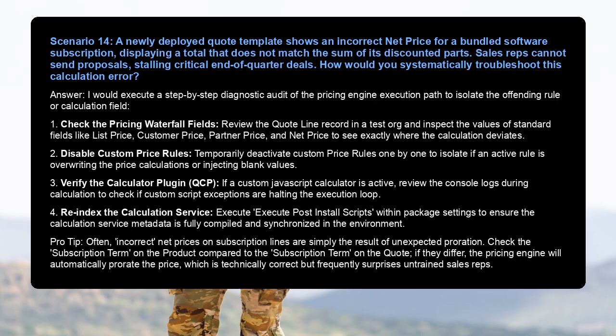Answer: I would execute a step-by-step diagnostic audit of the pricing engine execution path to isolate the offending rule or calculation field. 1. Check the pricing waterfall fields. Review the quote line record in a test org and inspect the values of standard fields like list price, customer price, partner price, and net price to see exactly where the calculation deviates. 2. Disable custom price rules. Temporarily deactivate custom price rules one by one to isolate if an active rule is overriding the price calculations or injecting blank values. 3. Verify the calculator plugin QCP.